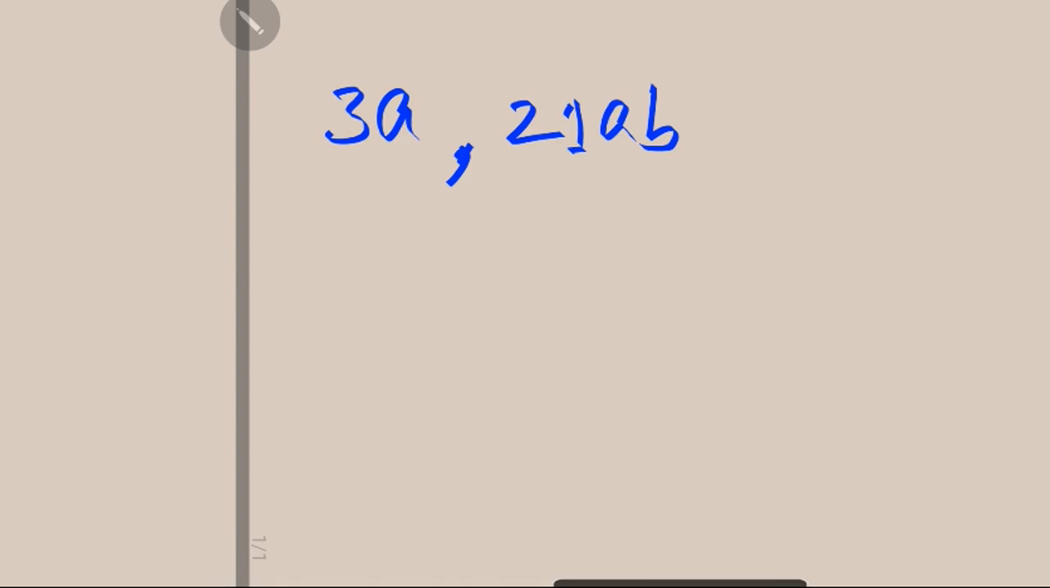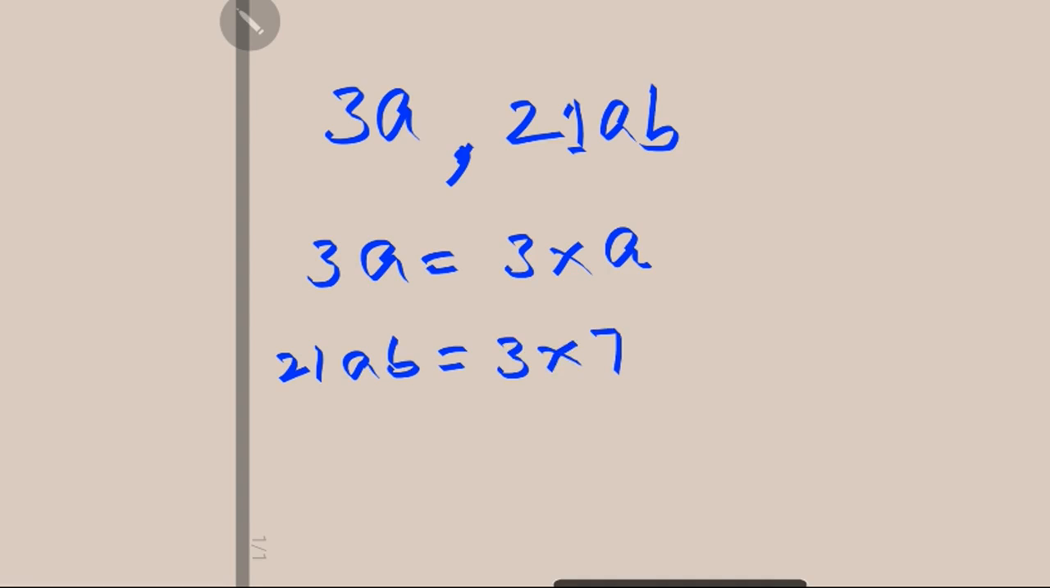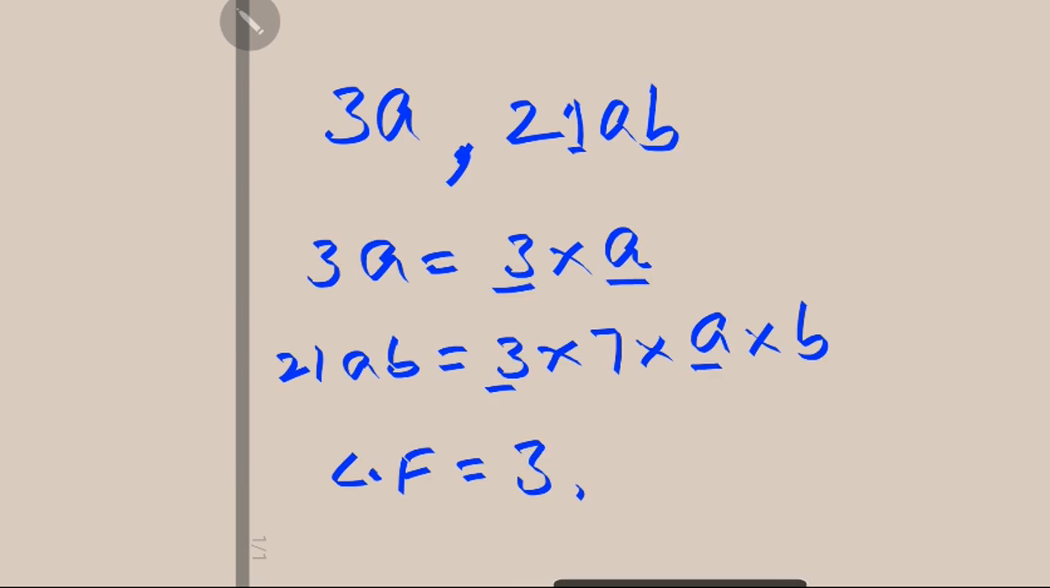How do we find the common factors when two or more terms are there? Let us see. First, find the factors. For 3a, I can write 3 into a. And what about 21ab? 21, I can write as 3 sevens are 21, into a into b. From these two terms, what are the common factors? If we compare, you see here 3 and a are the common factors of 3a and 21ab.